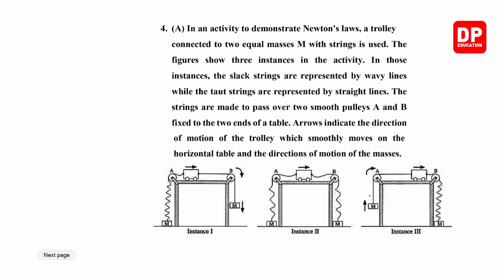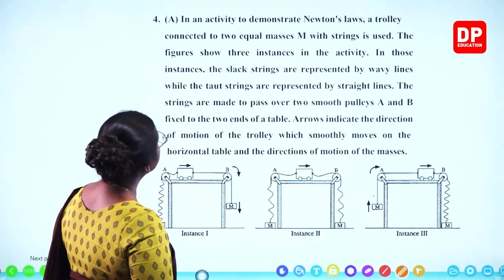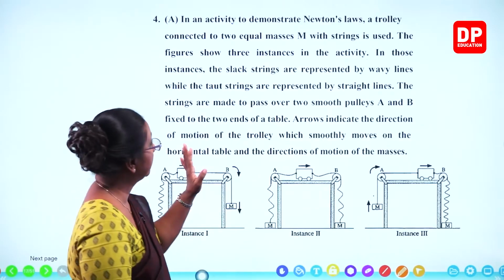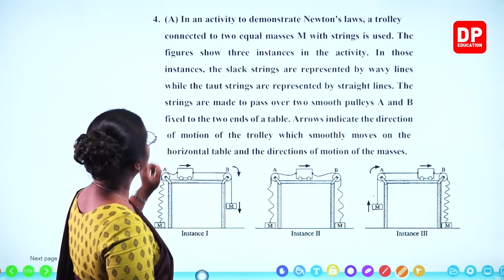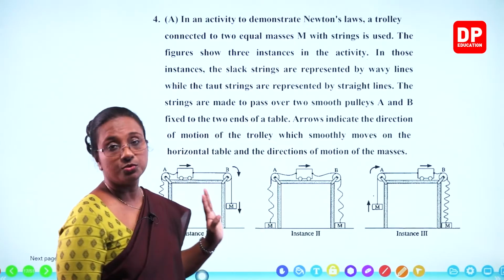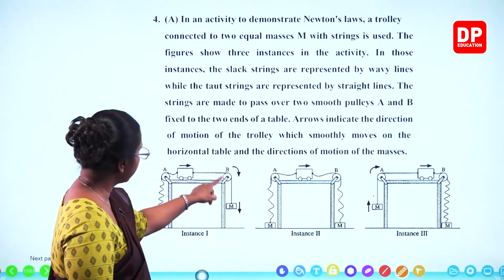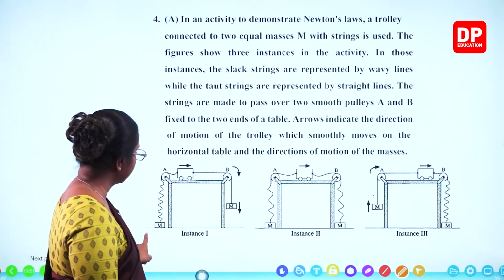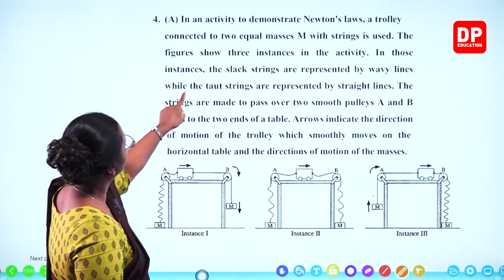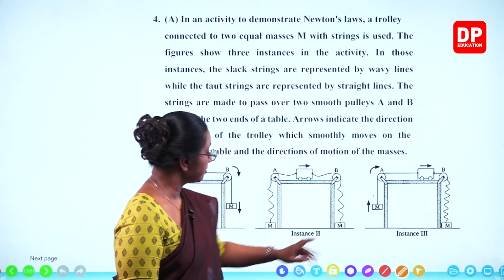Then we have question number 4. Question number 4, A part. In an activity to demonstrate Newton's laws. So they have mentioned the activity, Newton's laws. A trolley connected to two equal masses M with string is used. So look at the diagram given here. You can see the trolley. There are two strings with equal masses M are connected. Then the figures show 3 instances in the activity. So these are 3 instances of the activity.